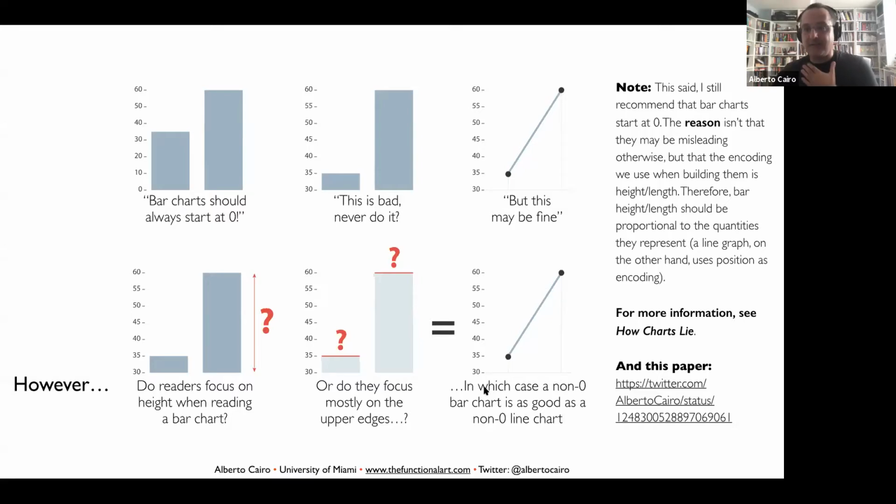I still advise, again, not to truncate the axis of the bar graph, but again, not because of empirical evidence, but just because of logic, the logic of the grammar of graphics. The encoding is height, therefore make height proportional to the data, right? Which is a completely different reason. It's not an empirical reason, it's a logical reason.